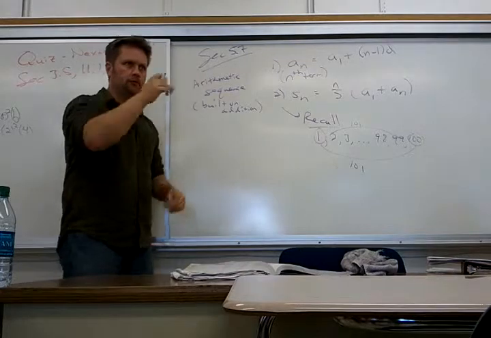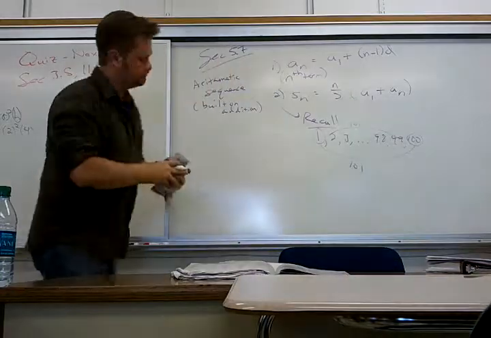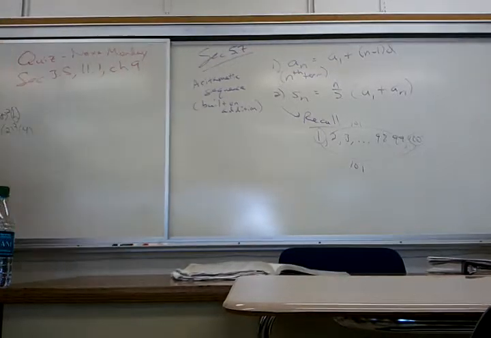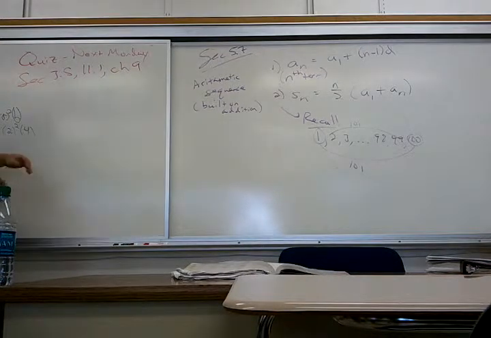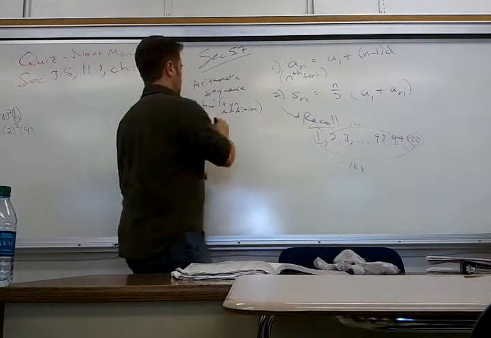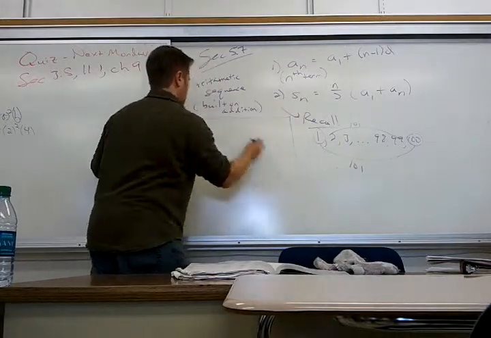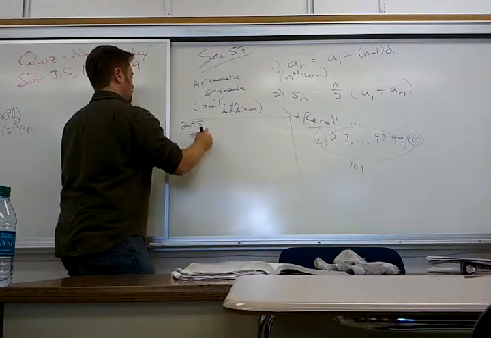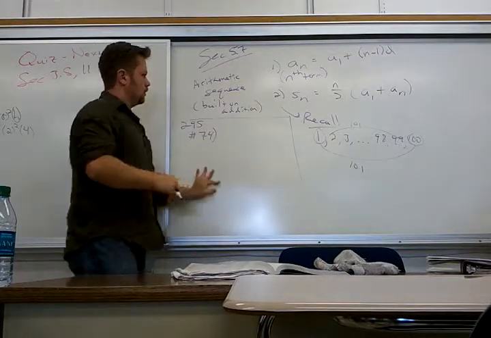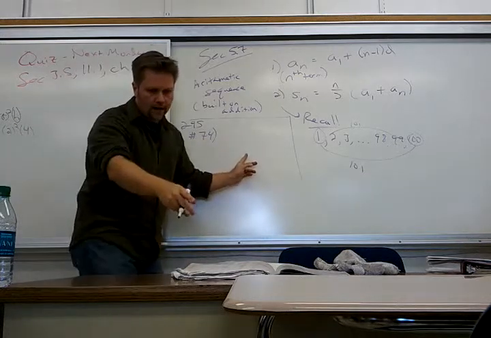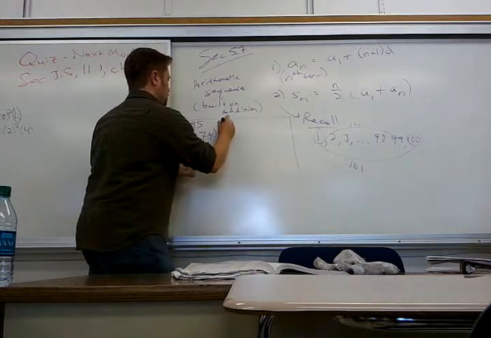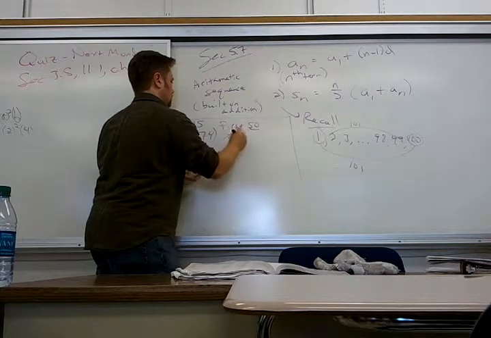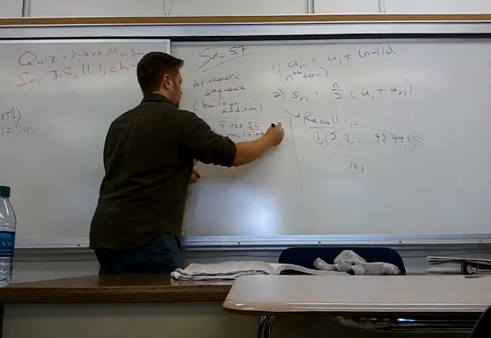So let's look at that problem you're talking about. Look at number 74. Oh, let's see, where can I put this? On what page? In section 5.7, it's page 295. So this one says, find the sum of the first 50 multiples of 3.